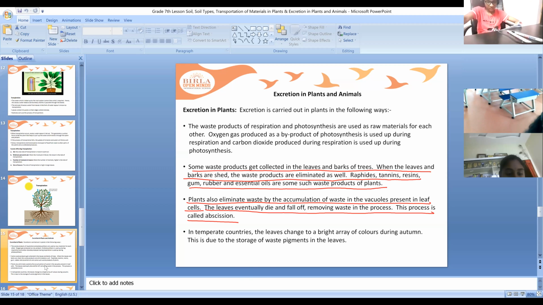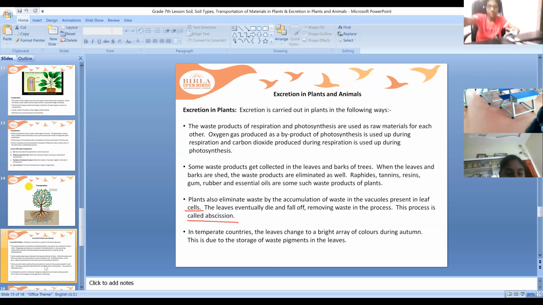Yes, I'm erasing it. Yes, Nehita, you have any doubt? Yeah, you can unmute yourself.